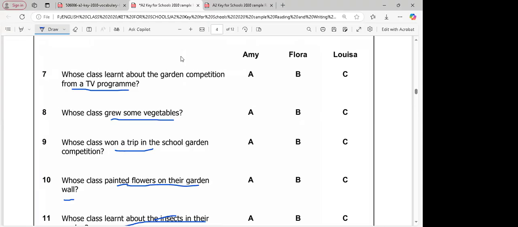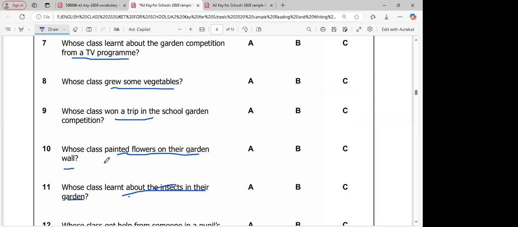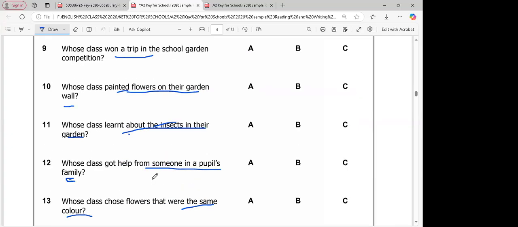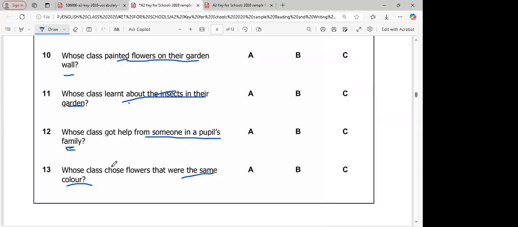You heard it? It's about a TV program, garden competition from a TV program. Somebody grew some vegetables. Someone won a trip in the school garden competition. One of the classes painted flowers on their garden wall. Then one of the classes learned about insects in their garden, and one of the classes got help from someone in a pupil's family, and whose class chose flowers that were the same color. Okay, no need to remember the questions.